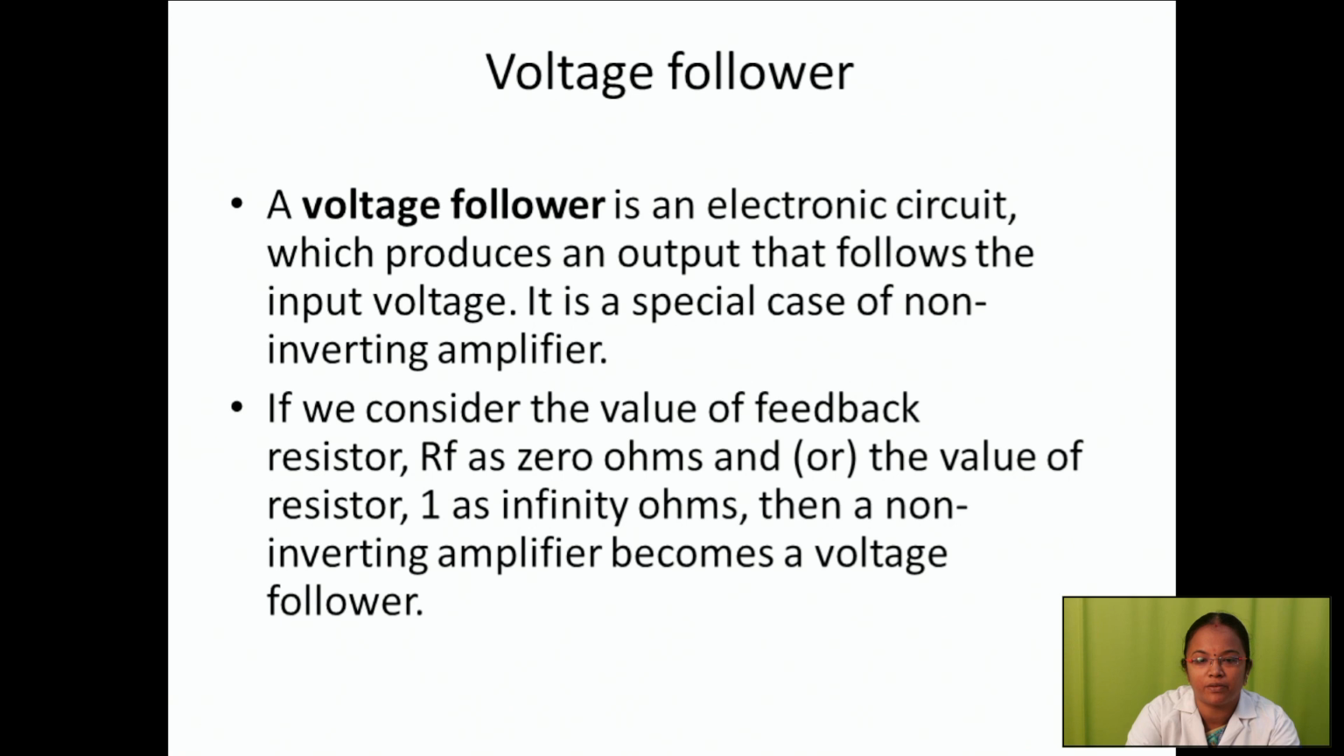So the next application we are going to see is the voltage follower. A voltage follower is an electronic circuit which produces an output that follows the input voltage. As the name indicates, the output follows the input. It is a special case of the non-inverting amplifier. If we consider the value of the feedback resistor as 0 ohms or the value of the input resistor as infinite ohms, then a non-inverting amplifier becomes a voltage follower.